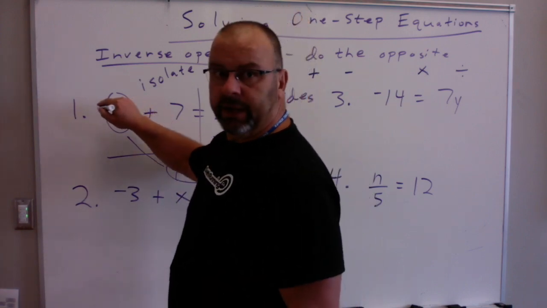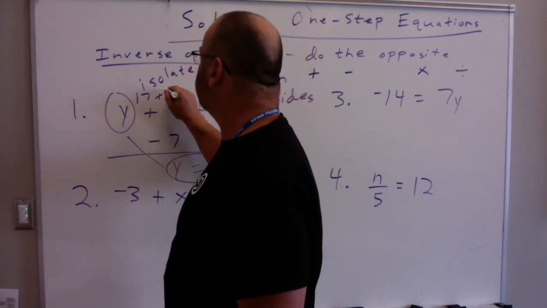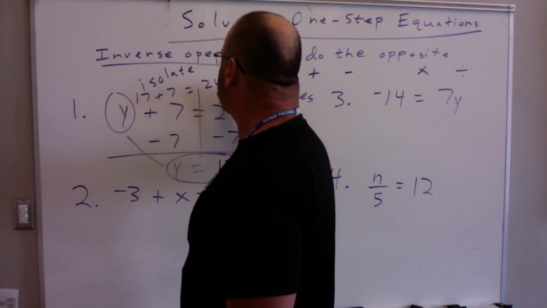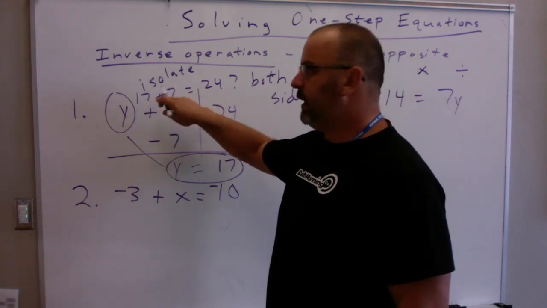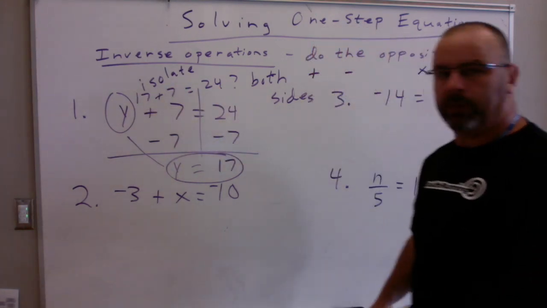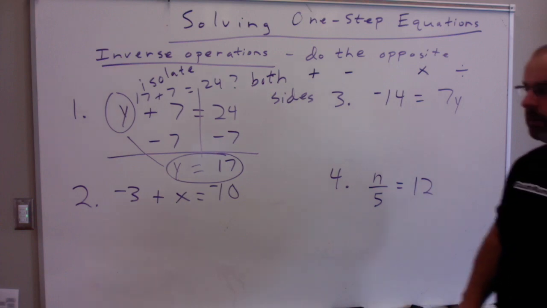We can do a quick check of this. 17 plus 7, does that equal 24? It sure does. 17 plus 7, 7 plus 7 is 14, and another 10, that would be 24.